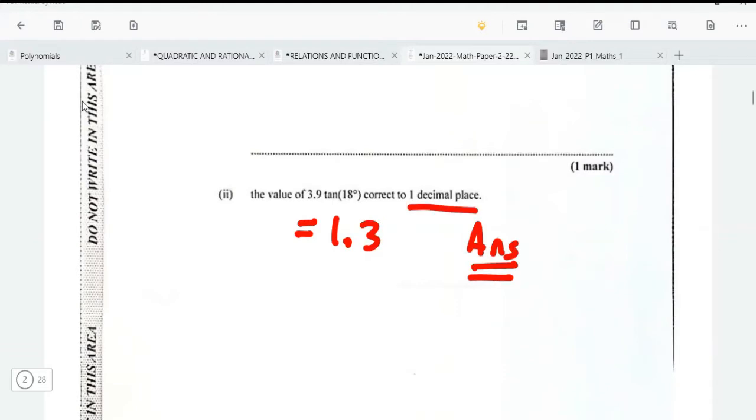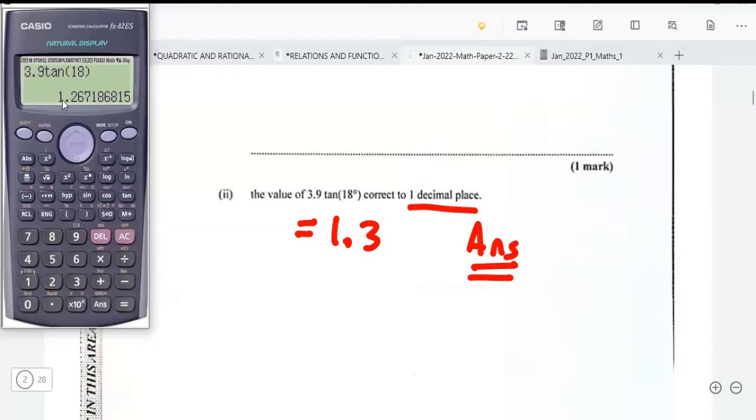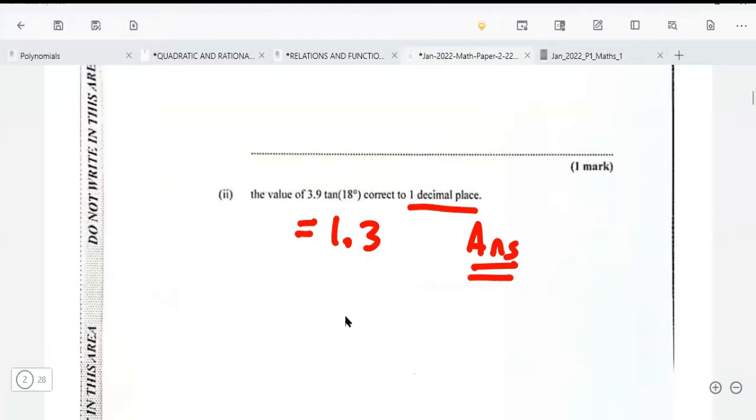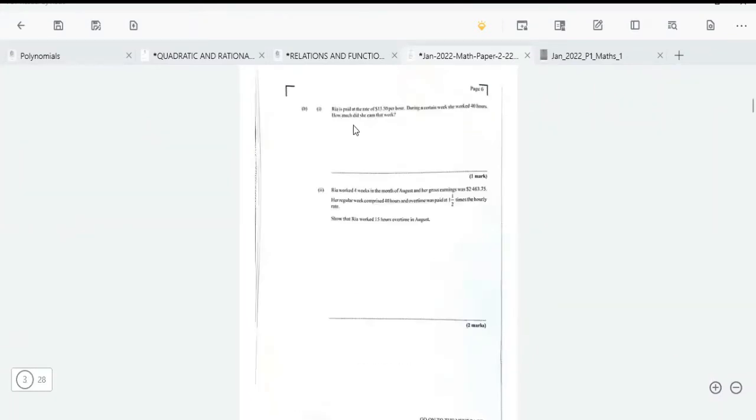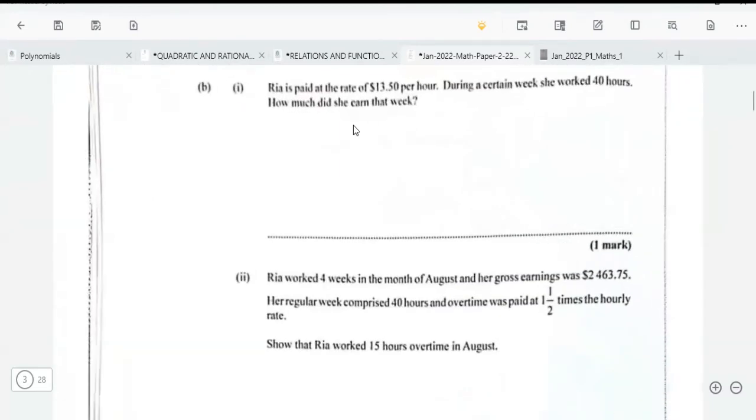All right, so far we're having fun. Just to bring up the calculator again, 1.3 to 1 decimal place. All right, so we've finished the first part there. Let's look at part B now.